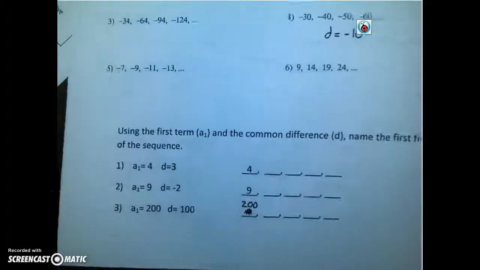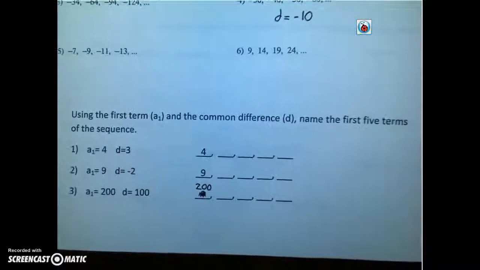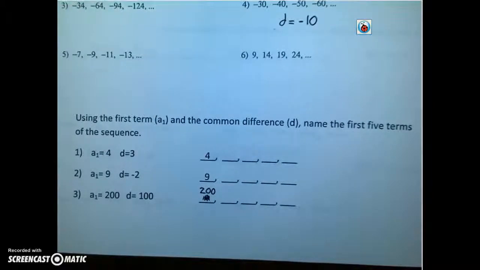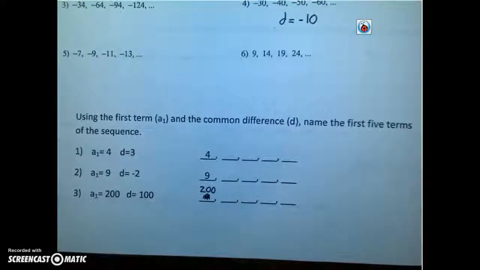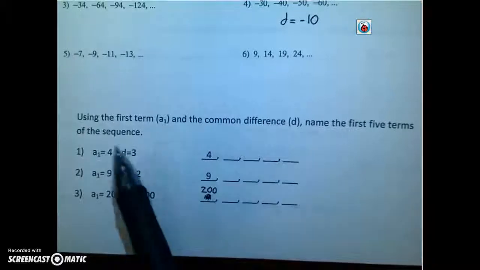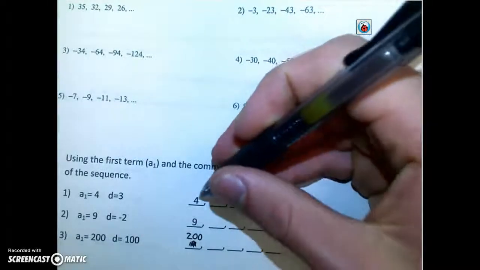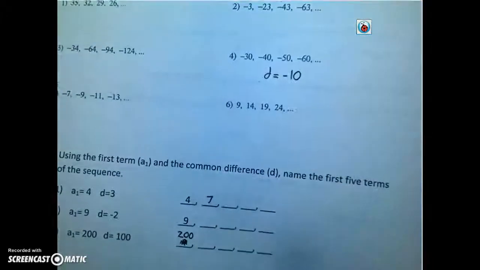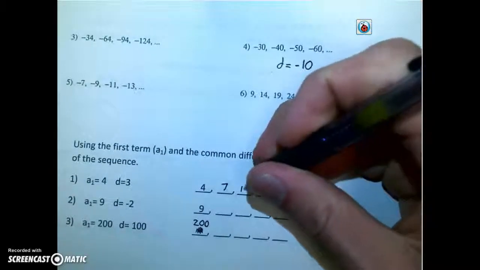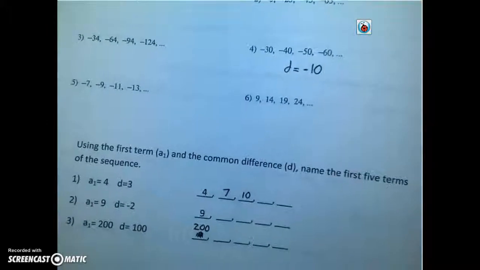All right, so using the first term here, which we know is A1, and our common difference, it wants us to name the first 5 terms of the sequence. This is basically just, hey, complete this list of numbers. You know where you start. You know what you change by. Just continue that process. I started at 4. I'm changing by 3. My next one's 7. My next one is 10. All right, continue on with that pattern.